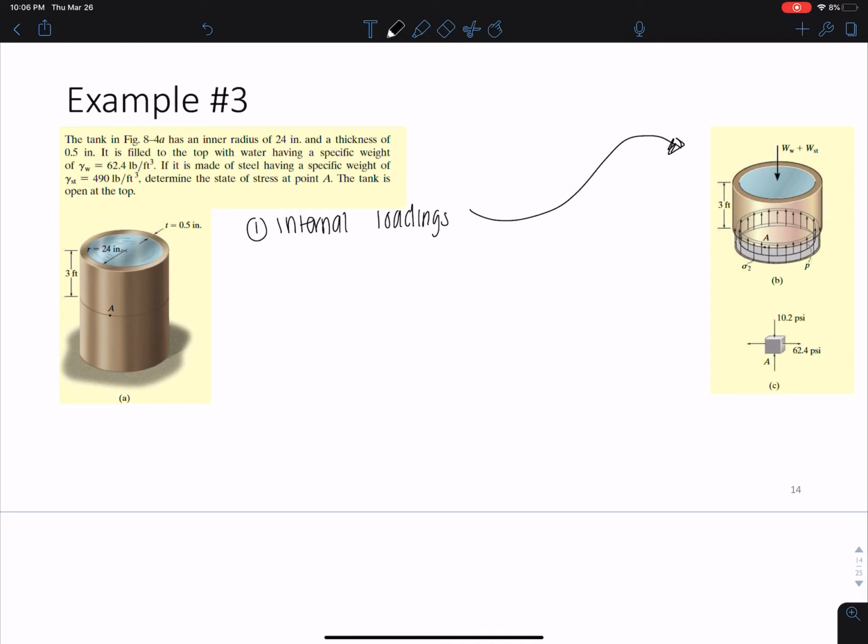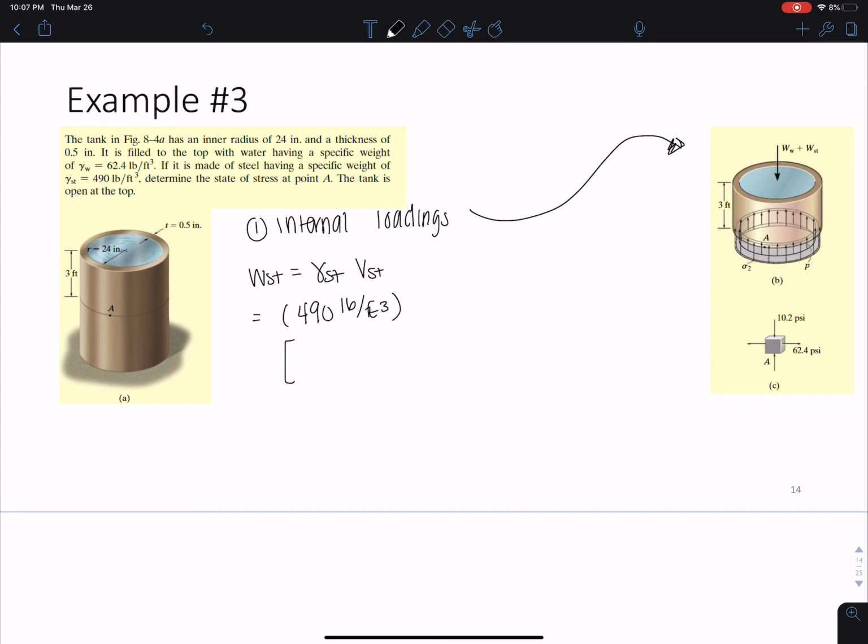And then in the vertical direction, the walls simply hold up the weight of the tank itself. Okay, so with that being said, we can get the water as gamma that's given, and the weight of steel, gamma of steel. And here, if we plug in these values, this is given as 490 pounds per foot cubed.